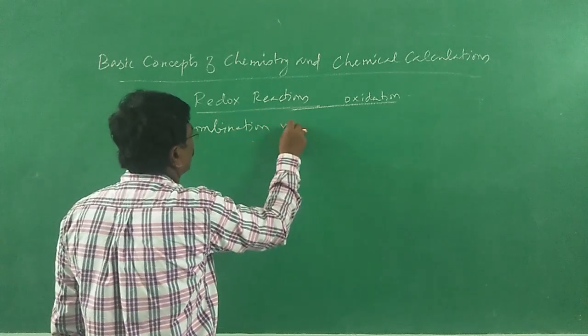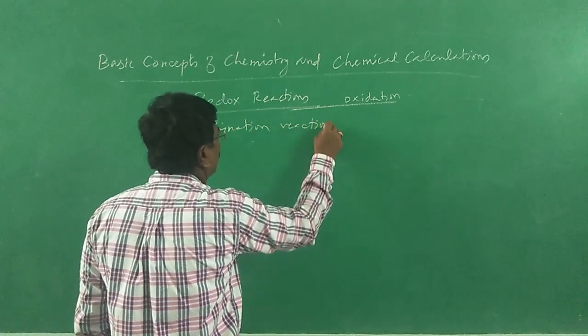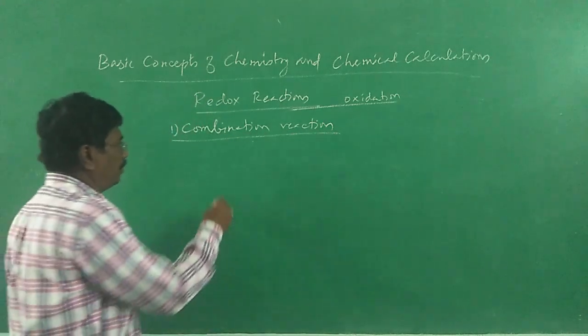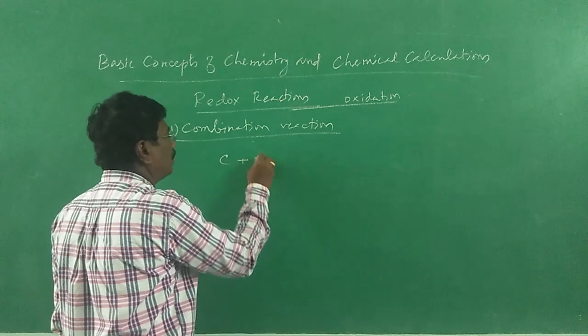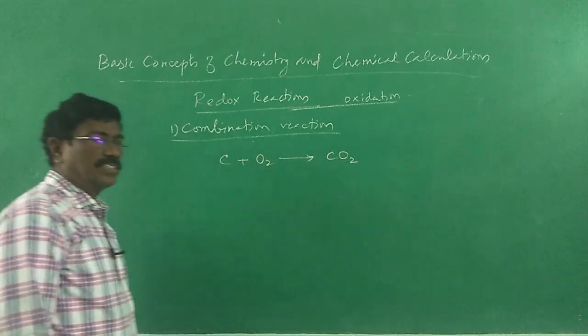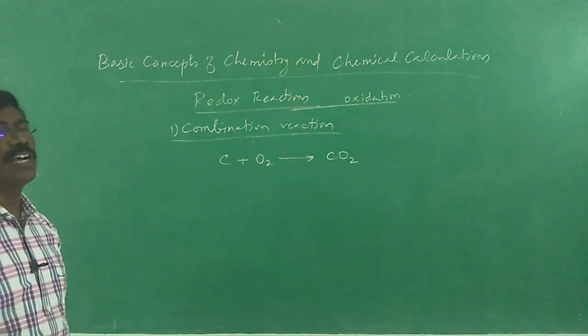So a combination reaction may be of redox type. We say it is a combination reaction, a very simple combination. When carbon is burnt with air, it becomes carbon dioxide. It is a combination reaction: combination of carbon and oxygen to give carbon dioxide.